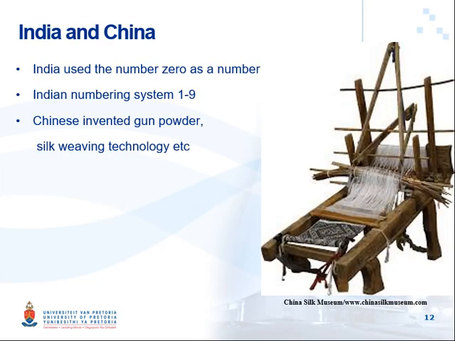In India and China, the number system of 1 to 9 was first used in India around 1500 years ago. Also, the concept of the number 0 comes from India as well. In China, textile technology and silk weaving machinery were being used in the 1st century BC. The invention of paper in China, transportation and military technologies, all of them are some of the advancements of the East.